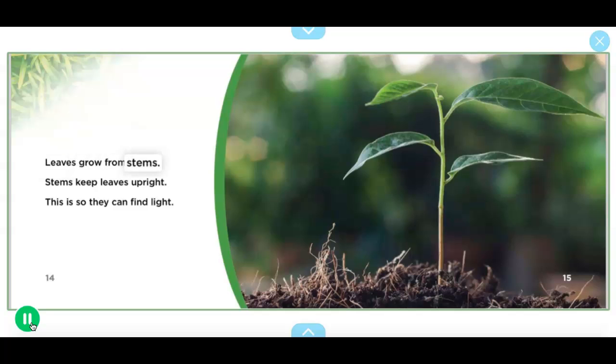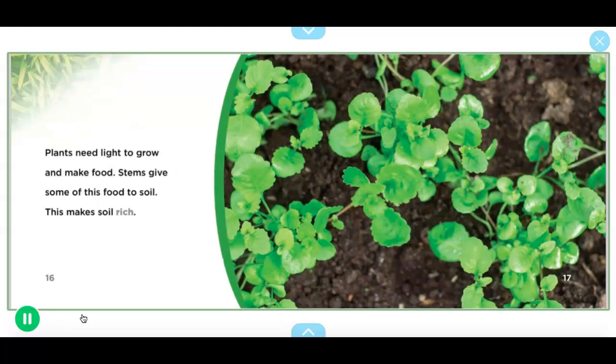Leaves grow from stems. Stems keep leaves upright. This is so they can find light. So we'll talk about leaves in a later video and talk about why it's important for leaves to find the light of the sun. But again, stems keep the plant upright. Plants need light to grow and make food. Stems give some of this food to soil. This makes soil rich.